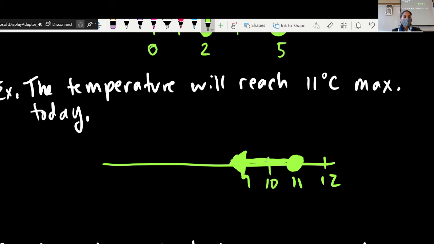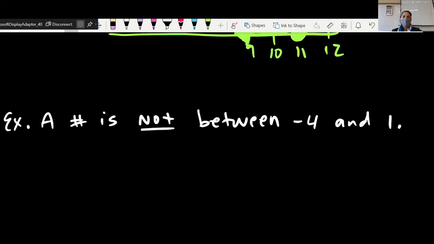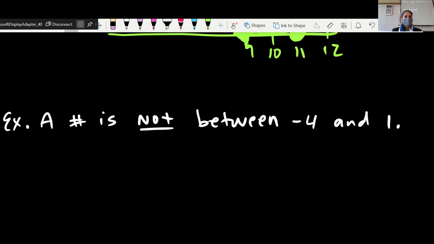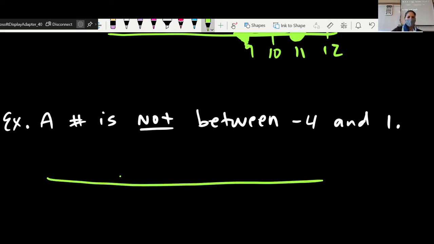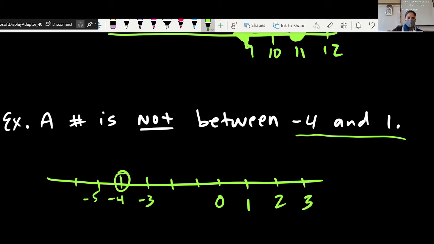Good? A number is not between -4 and 1. Okay, so it's getting a little more interesting. Well, let's show this. -5, -4, -3, -2, -1, 0, 1. Okay, so not between -4 and 1. So I'm going to put a circle there and a circle there. How do I show this? If the number is not in between those two, could it be equal to -4 and 1? If it's not in between those two?